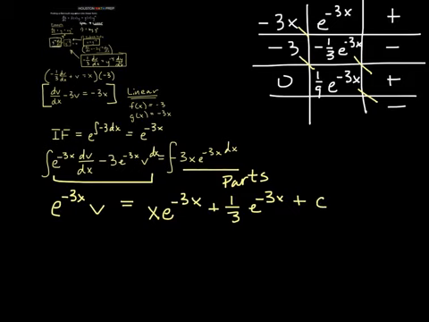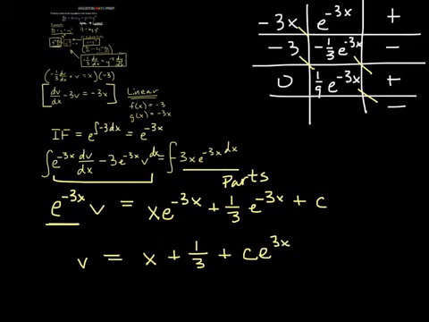And then obviously we can divide out this e to the minus 3x on both sides, and that'll leave us v by itself. So divide both sides by e to the minus 3x, and that will be v equals x plus 1/3 plus c, divided by e to the minus 3x, so that would be times e to the regular positive 3x there.